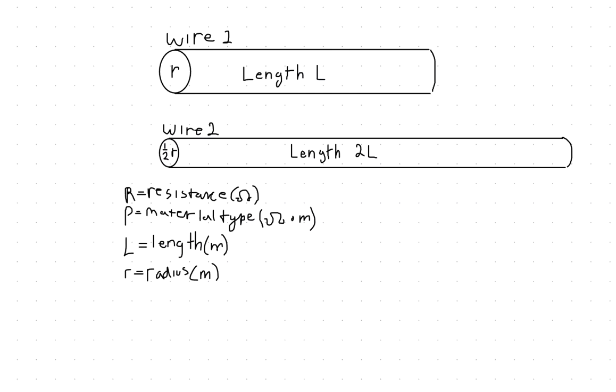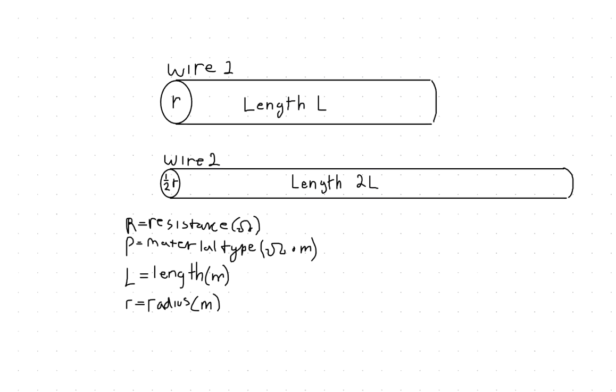Hi everyone. I'm going to be doing question 3 of week 2B homework. So today we're looking at how changing the shape of a wire completely changes its electrical resistance. And to visualize this, I drew two wires. So you could think of these wires like water pipes.